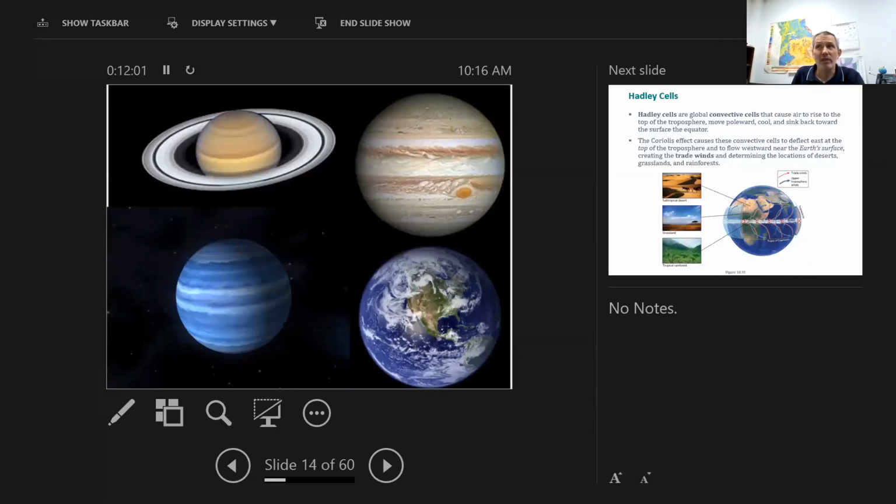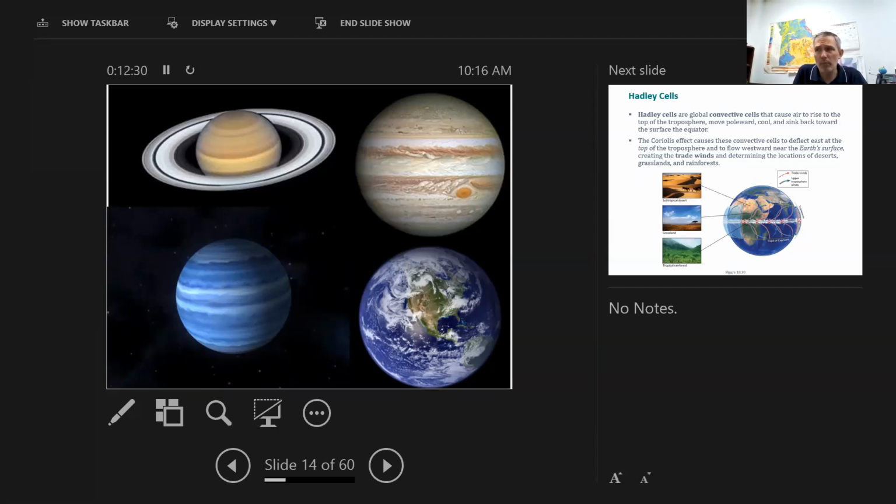Now, the first three images are other planets. We've got Saturn, Jupiter, and Neptune here. If we take a look at these planets, we don't have the difference between land and water. As a result, the air is going to rise up around their equators and cause clouds to develop. So what we have here are some gas giants showing these large bands of clouds.